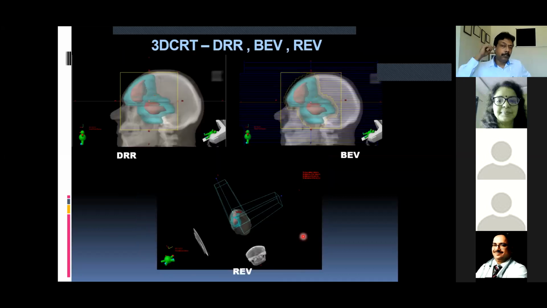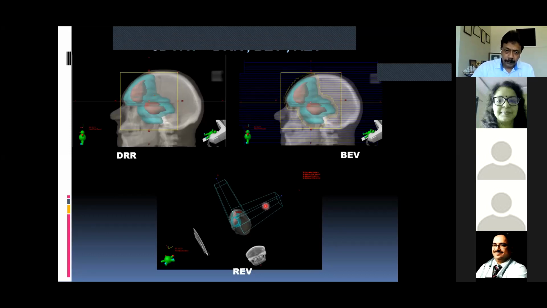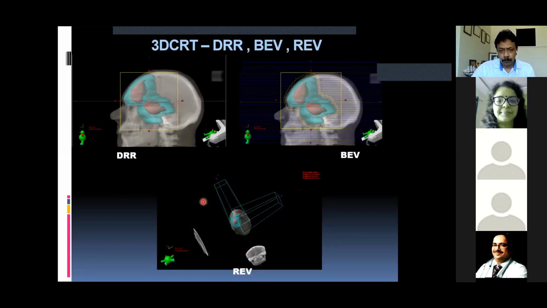In 3D CRT planning, we have the digitally reconstructed radiograph. This is the DRR image, where the bony landmarks and the target volume you have contoured are already visible. We have the beam's eye view, where you can place your eye at the beam source, so you can visualize the target volume. You can decide your aperture. And we have the room's eye view, where the patient is transparent. You can move around your patient in the room. So this is known as room's eye view. These tools are very useful for three-dimensional conformal radiotherapy planning.